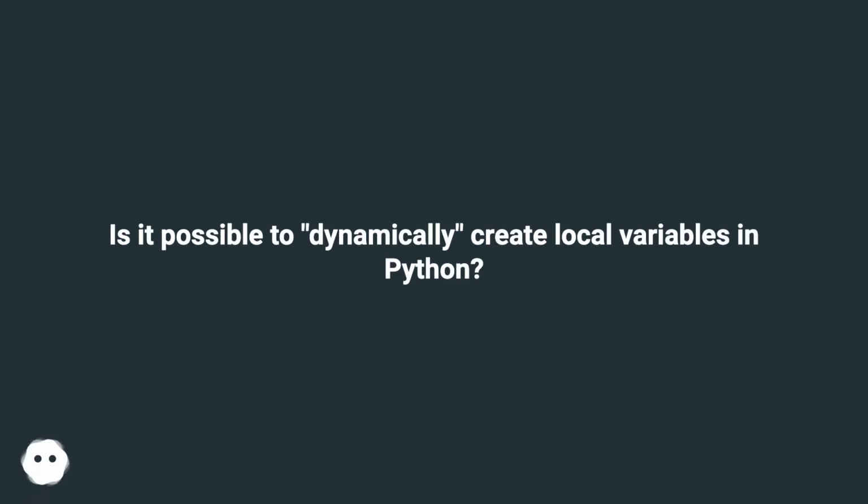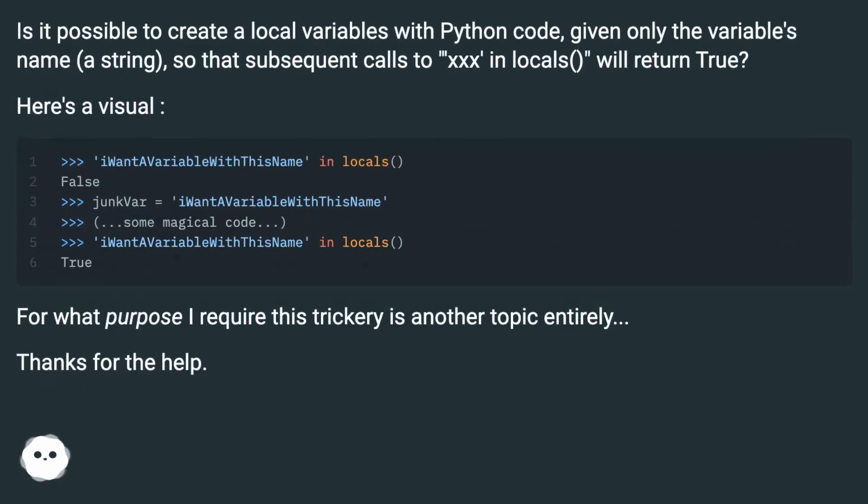Is it possible to dynamically create local variables in Python? Is it possible to create a local variable with Python code given only the variable's name, a string, so that subsequent calls to "xxx in locals" will return true? Here's a visual. For what purpose I require this trickery is another topic entirely. Thanks for the help.